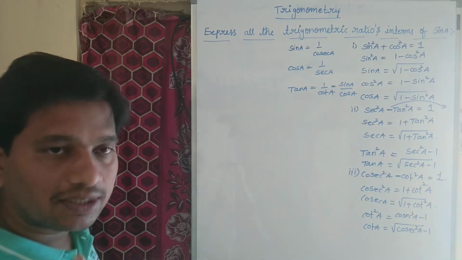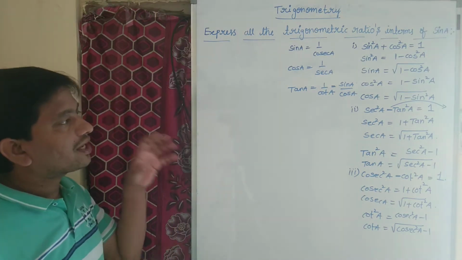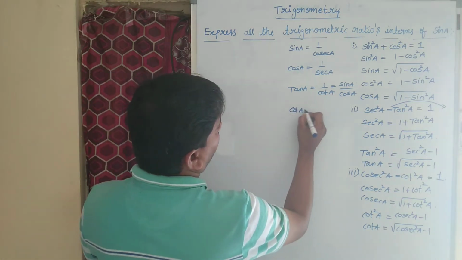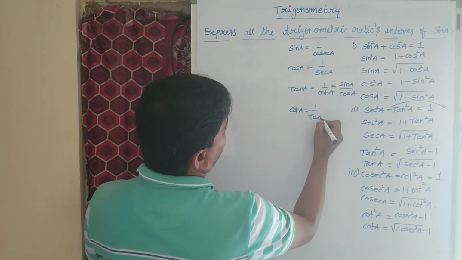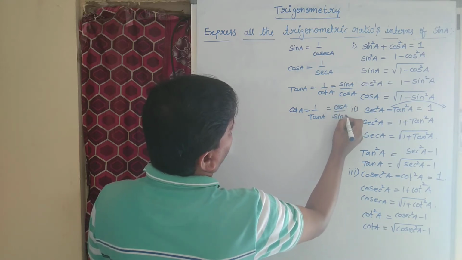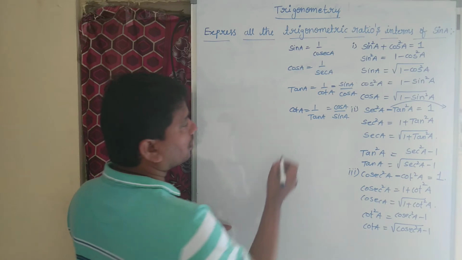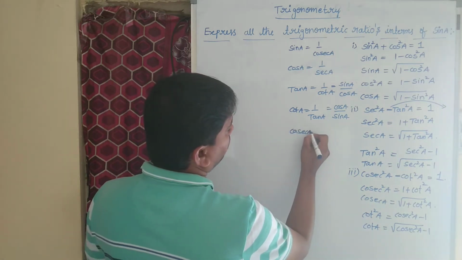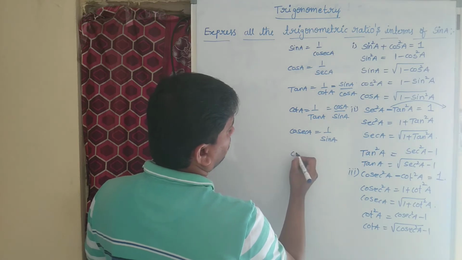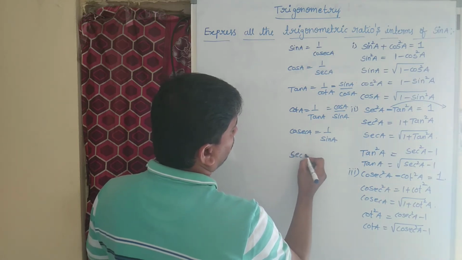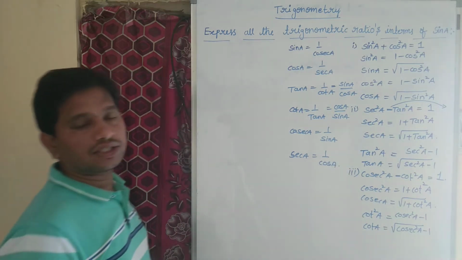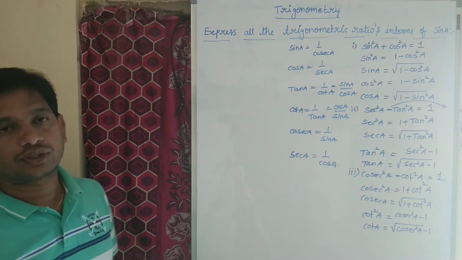Tan A is the reciprocal of cot. Also tan A we can express as sin A by cos A. Next, cot A we can express as 1 by tan A. Also we can write it as cos A by sin A. And cosec A we can write as 1 by sin A. And sec A we can write as 1 by cos A. This is the relationship between trigonometric ratios.